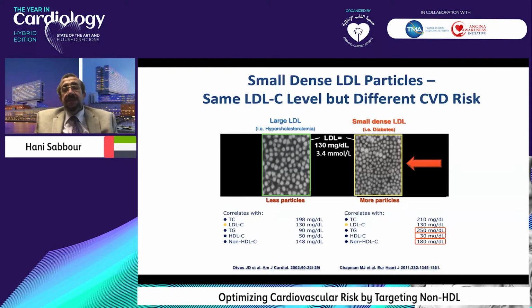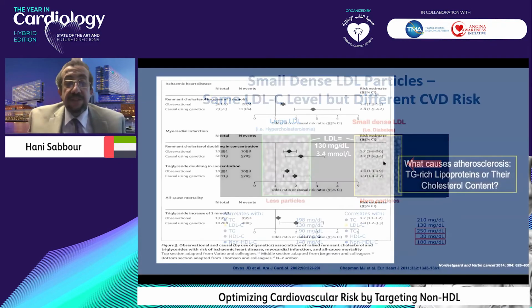Now, the other portion that's important, and is a little difficult as a concept, is the small dense LDL. A small dense LDL will have more particles. It's the same concentration, same LDL level, 130 here and 130 here, if you measure it in the lab. But there's a lot more particles of the small dense LDL in this diabetic than the large LDL that you see in hypercholesterolemia. And with triglycerides, this is elevated again significantly, 250 versus 90. So the non-HDL-C is easily accounting for this for you, because the non-HDL-C is 180, even though the LDL is 130, you know that this patient has a higher risk and therefore needs more aggressive treatment.